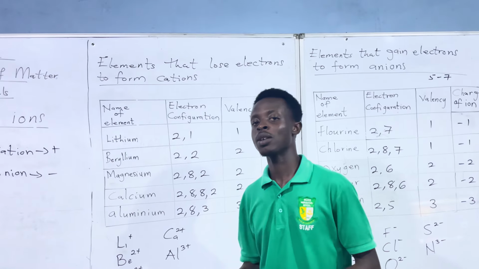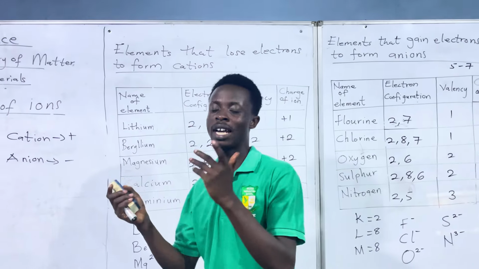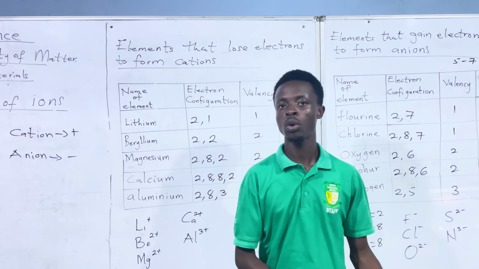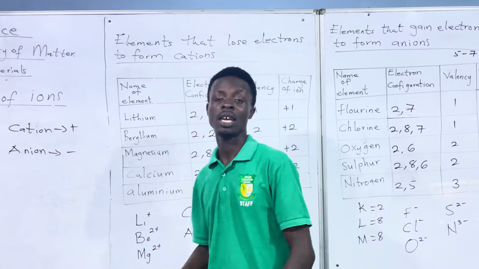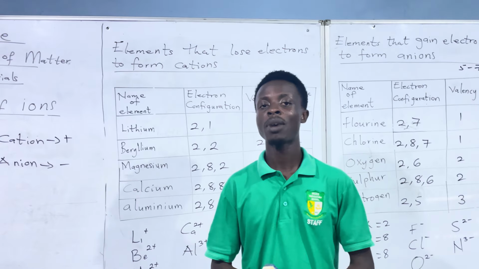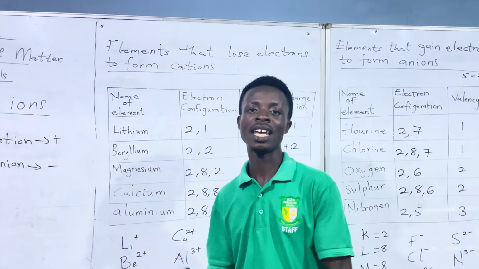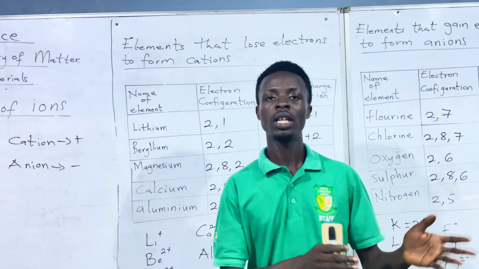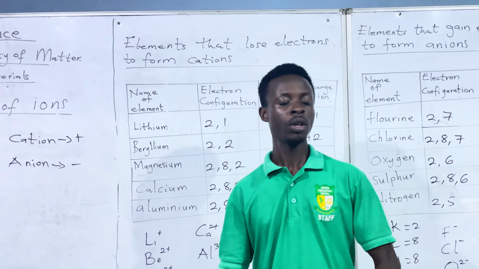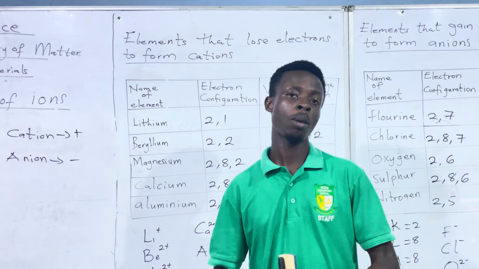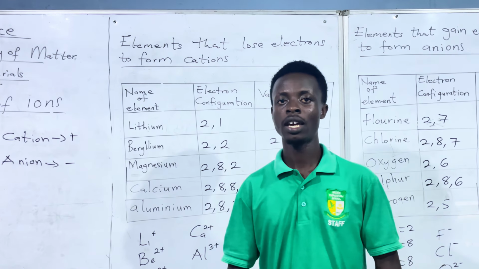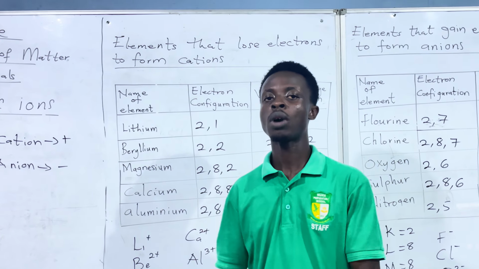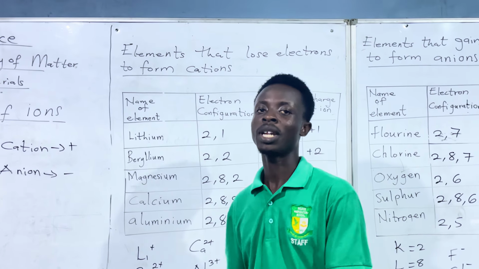Mind you, ions are classified based on, one, the type of charges they carry, so cations and anions. And the second one talks about the number of atoms in the ion. So we have monoatomic ions and polyatomic ions. Monoatomic ions normally have only one atom in the ion, and polyatomic ions have two or more atoms that combine to form the ion.